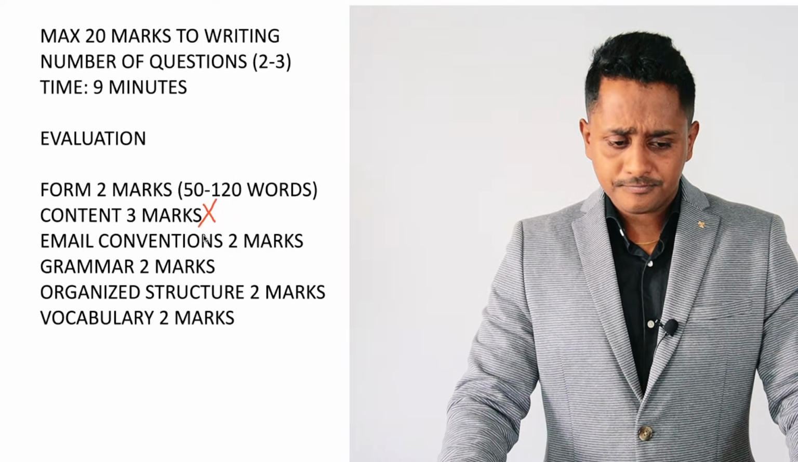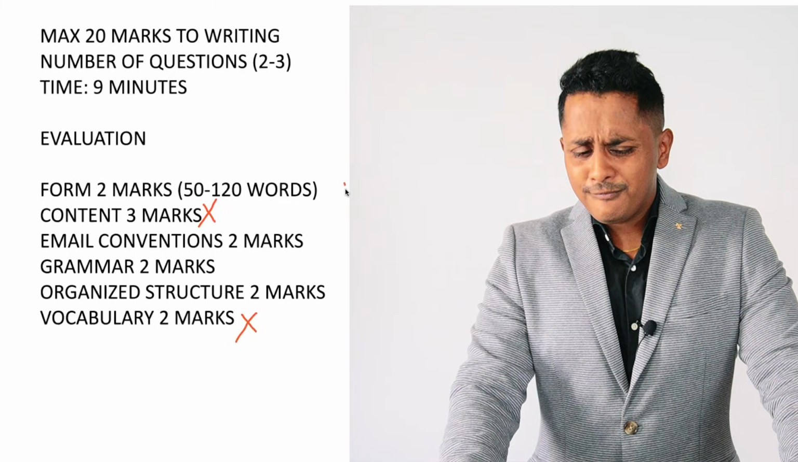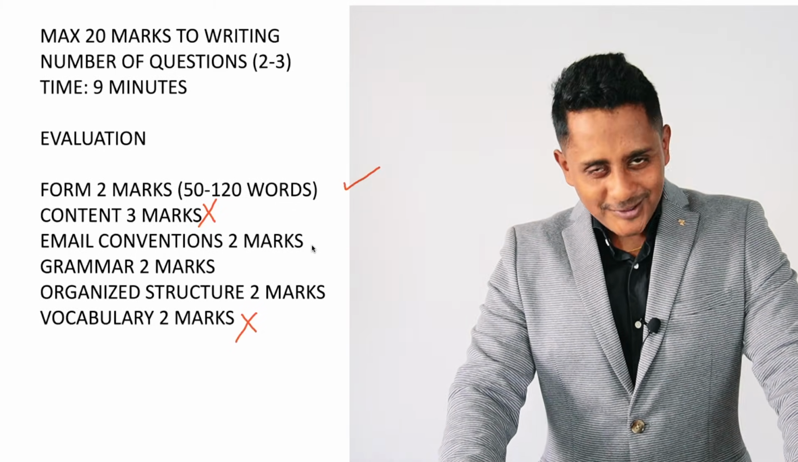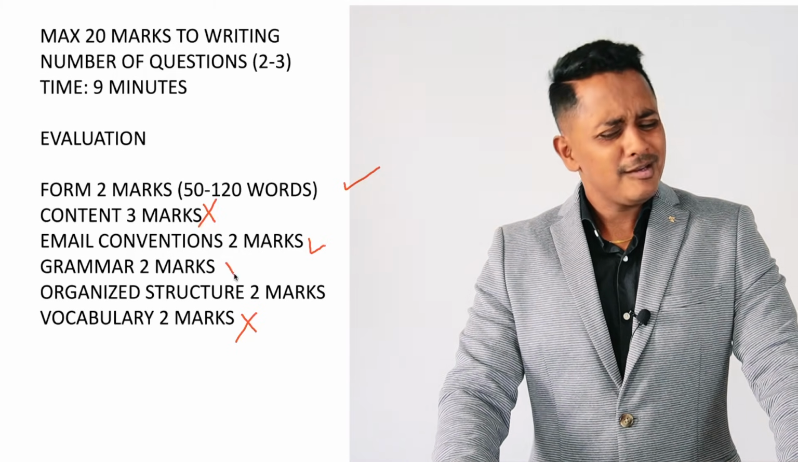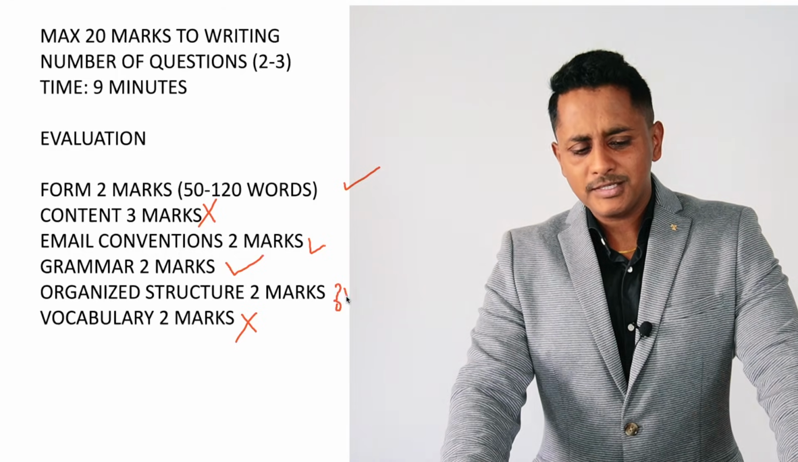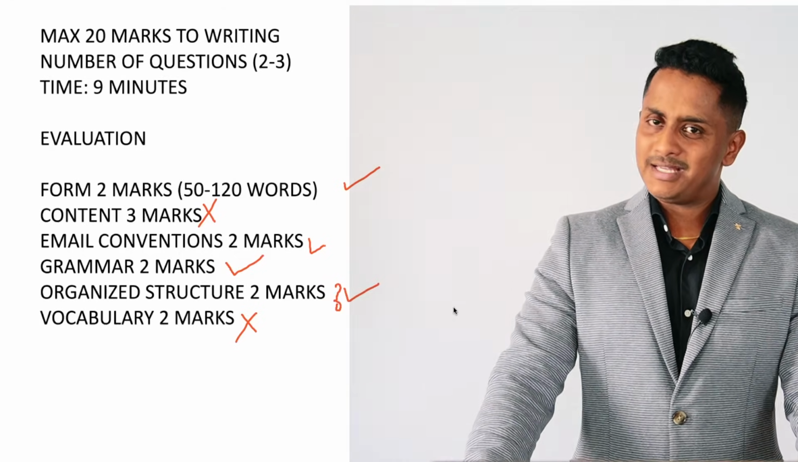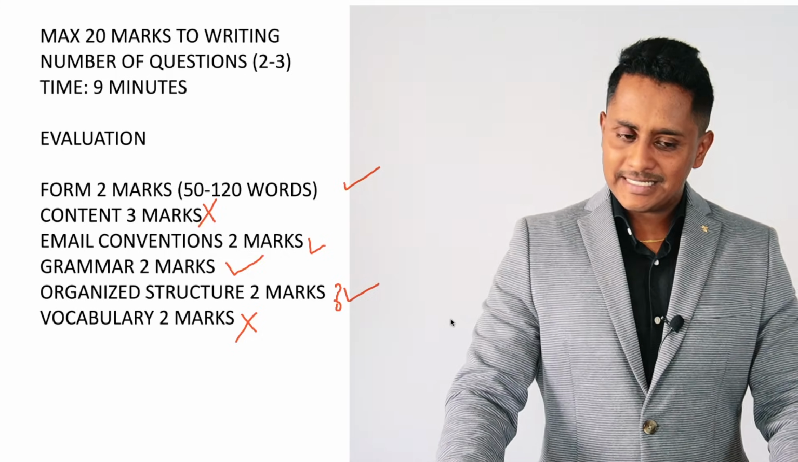content is not a priority. Vocabulary is not a priority. Form is very, very important. Email conventions, we'll talk very soon what it is all about, very, very important. Grammar, very, very, very important. Organized structure may not be that important, but it's also important because we're going to use some linking words. So what is this form, content, email conventions? Everything we'll study in just a while.